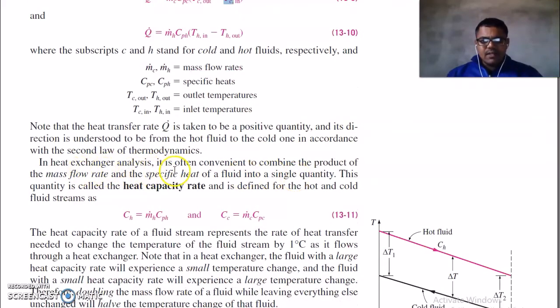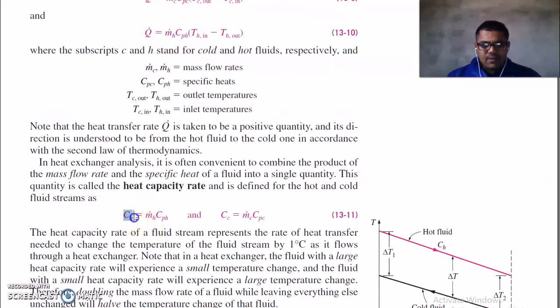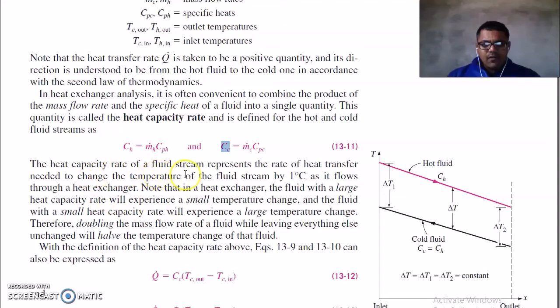In heat exchanger analysis, it is often convenient to combine the product of mass rate and specific heat of a fluid into a single quantity. This quantity is called heat capacity rate. We will represent it with Ch and Cc. This is the heat capacity rate of the hot fluid, this is the heat capacity rate of the cold fluid. The heat capacity rate of a fluid stream represents the rate of heat transfer needed to change the temperature of a fluid stream by 1 degree Celsius as it flows through the heat exchanger.